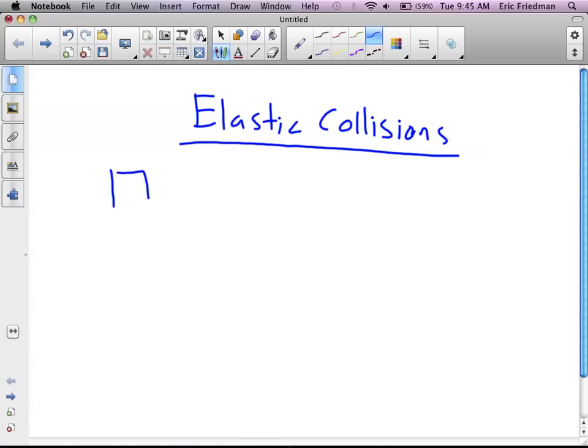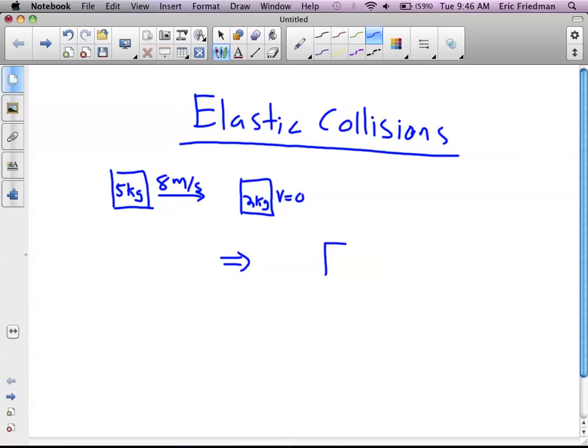So we'll just keep things really simple. We'll have one box, and it's going to be moving. It's going to collide into another box. And let's go ahead and put some numbers on here. Let's say that this one has a mass of 5 kilograms. Its initial speed is 8 meters per second. And let's say this has a mass of 2 kilograms and its speed is 0. Then some time is going to pass and then they're going to collide and they're going to bounce.